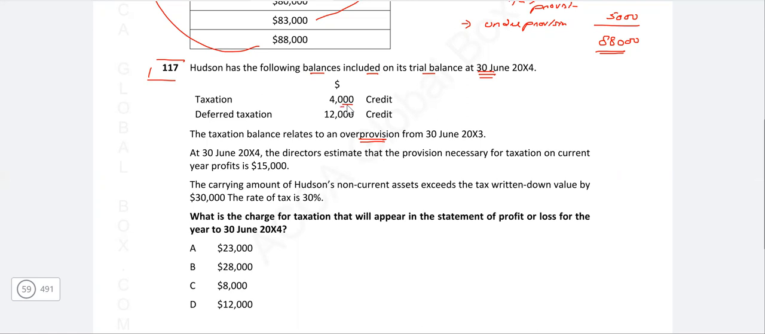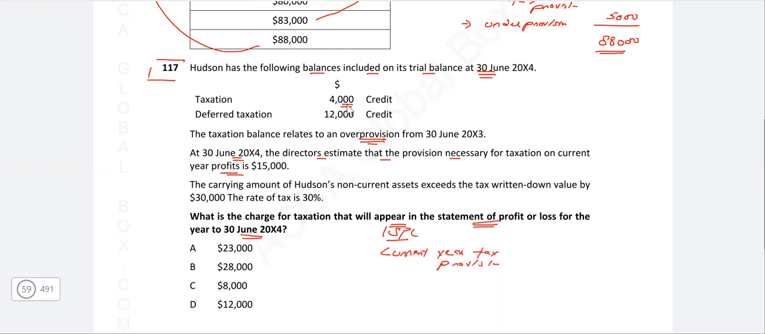But even if they didn't mention, we know that if the trial balance contains a taxation balance, just the taxation, not the deferred taxation, and it's on the debit side, it's an under provision. If it's on the credit side, it's an over provision. Now, the over provision decreases the current year tax charge. What is the current year tax charge? The year end is 30 June 20X4, and they're asking us again to prepare the extracts of the statement of profit or loss. At 30th June 20X4, the directors estimate that the provision necessary for taxation on the current year profit is 15,000. So that's an easy thing. It's a piece of cake as long as you know the format. So current year tax provision.